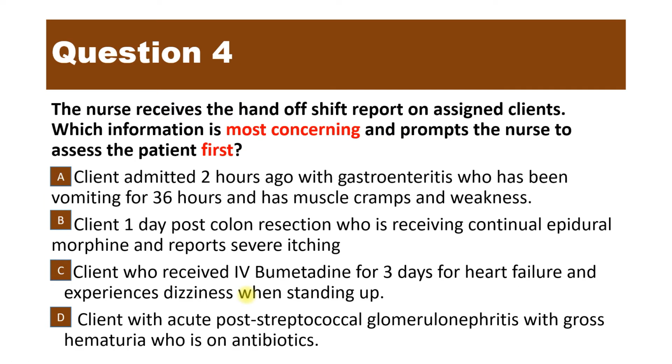Alright, question 4. The nurse receives the handoff shift report on assigned clients. Which information is most concerning and prompts the nurse to assess the patient first? Client admitted 2 hours ago with gastroenteritis who has been vomiting for 36 hours and has muscle cramps and weakness.